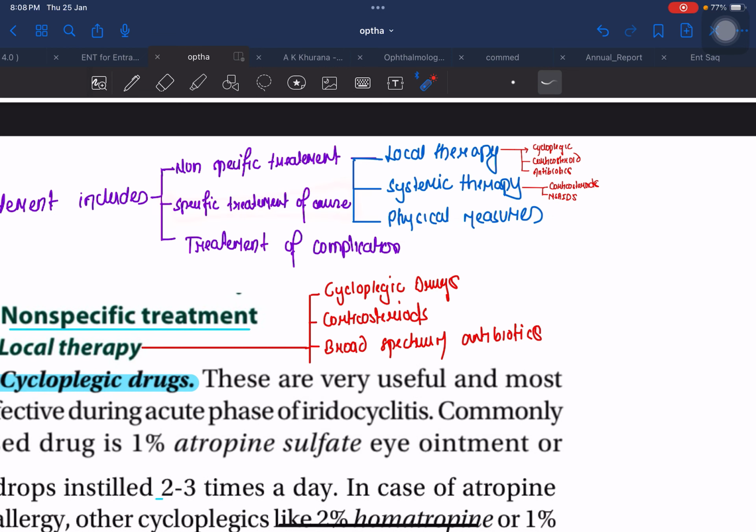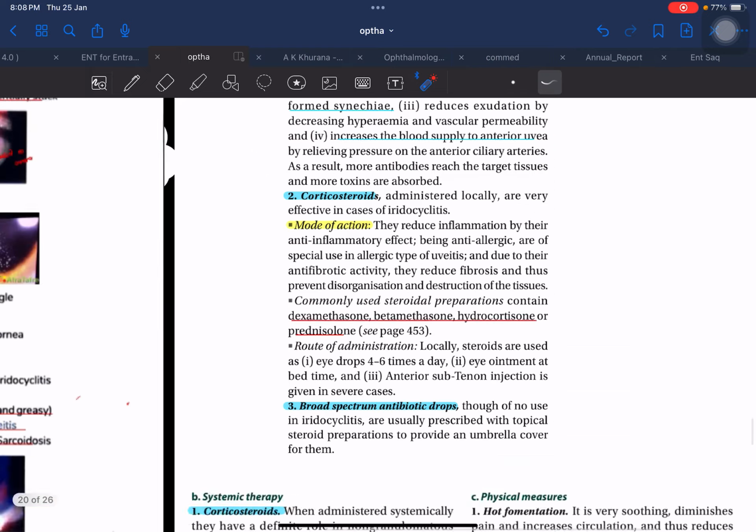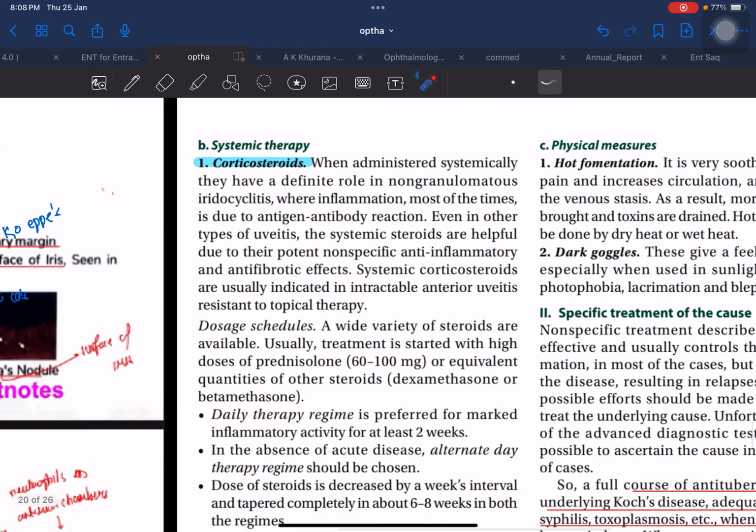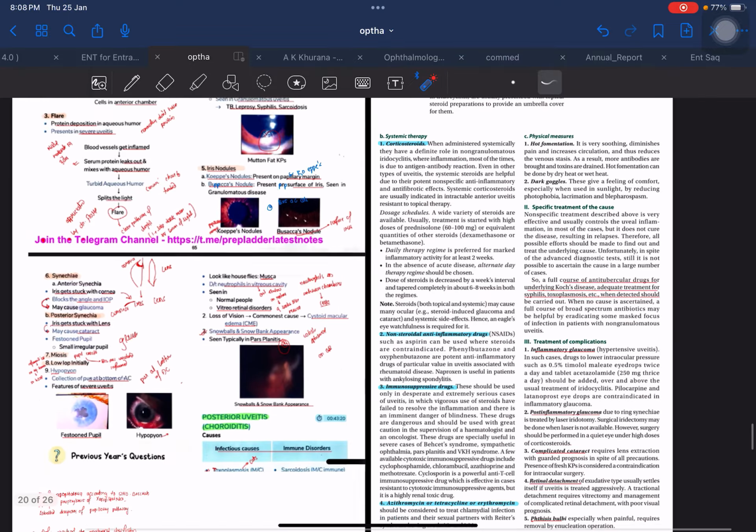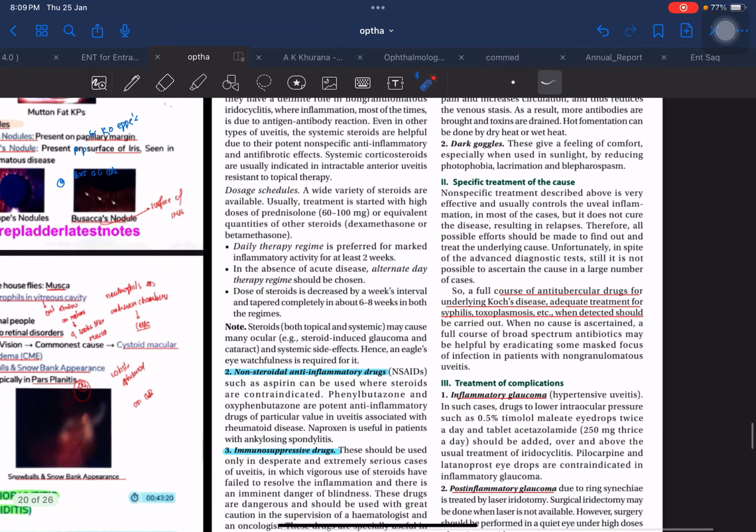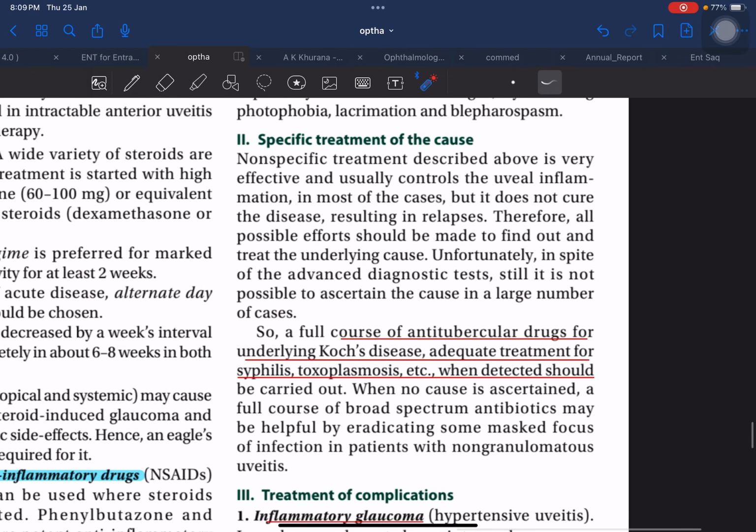Now talking about treatment of specific cause. There are several causes we have already mentioned. For treatment of specific cause, if it is the tubercular cause, then a full course of antitubercular drugs can be given. For underlying disease, adequate treatment of syphilis and toxoplasmosis can be given. So depending on the cause, either granulomatous type or non-granulomatous type, by knowing that, we can provide a specific treatment.